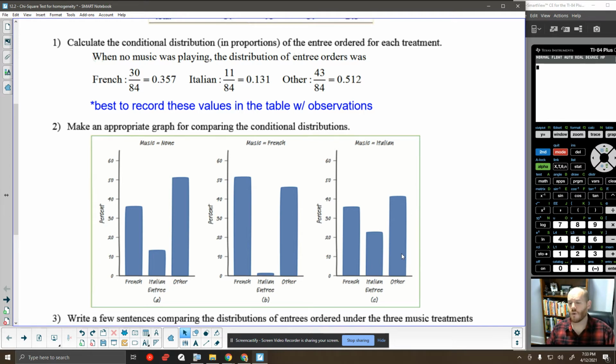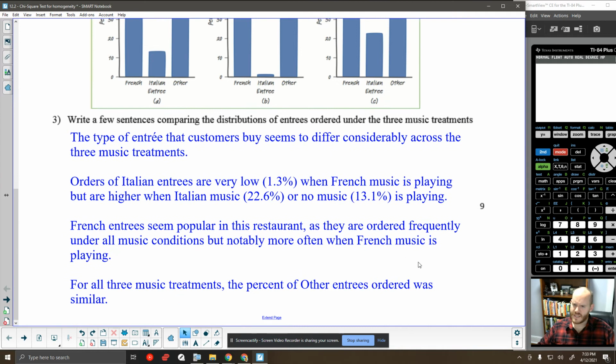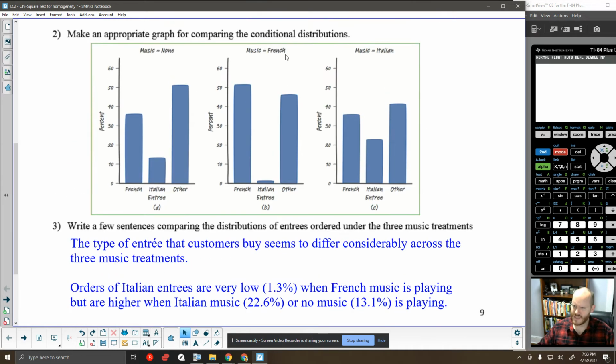And then I also want to go further and explain what differences I'm specifically seeing statistically that make me believe that. So here's a model example of a full description of what I'm looking at in these values. The type of entree that customers buy seems to differ considerably across the different music treatments. Orders of Italian were very, very low when French music was playing. I can see that when French music is playing, almost no Italian entrees were ordered, whereas there seems to be a considerable increase in the number of French entrees that was ordered when French music was playing.